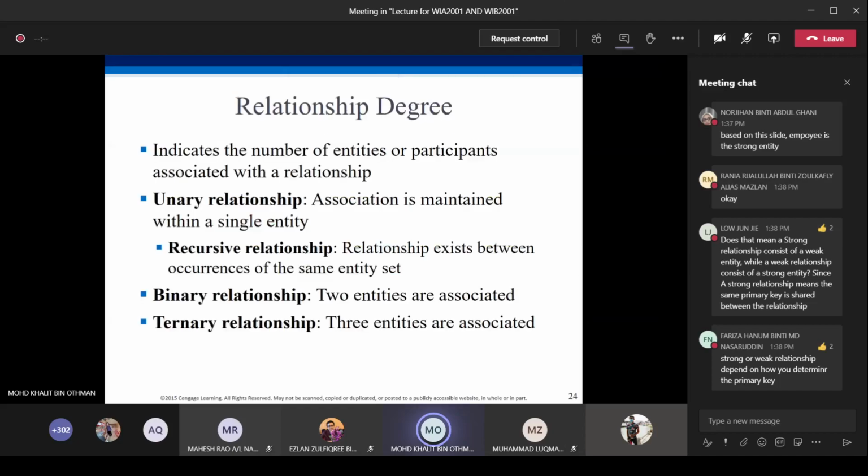Okay, we move to relationship degree. What is a relationship degree? A relationship degree indicates the number of entities or participants associated with a relationship. We have three types of relationship degree. First is the unary relationship. What is a unary relationship? A unary relationship exists when an association is maintained within a single entity.